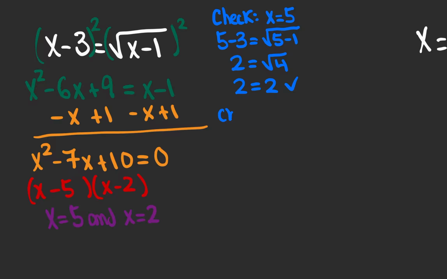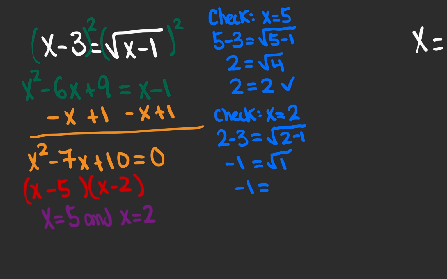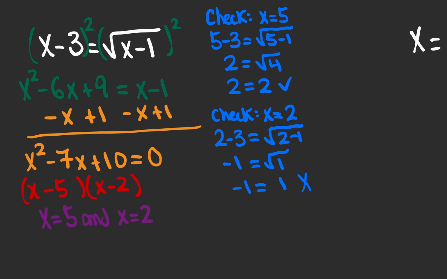For the next check, we are doing this for x is equal to positive 2. So we just simply substitute it in. We have 2 minus 3 is equal to the square root of 2 minus 1. This will leave us with negative 1 on the left, is equal to the square root of 2 minus 1, which is 1. And negative 1 is equal to what? Well, the square root of 1 is going to be positive 1. So does this one check out? No, it does not. So hence, the only solution that we have is going to be x equals 5.